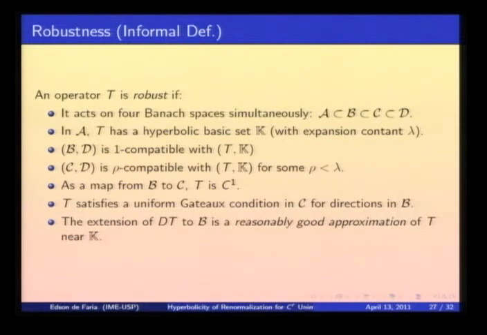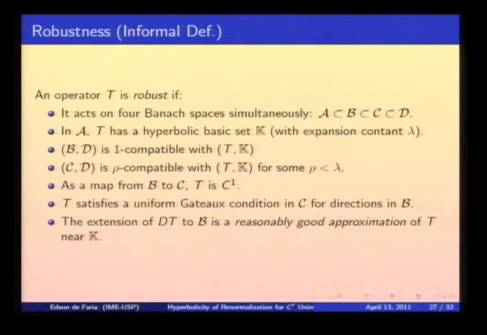You have at least a gap of 1 derivative from one to the other to ensure compactness. And D is just the continuous things. In A, you have a hyperbolic basic set with expansion constant lambda. The pair of spaces B, D is 1-compatible with T, K. The pair of spaces C, D is rho-compatible with T, K for some rho less than lambda, where lambda is the expansion constant. But rho could still be larger than 1.